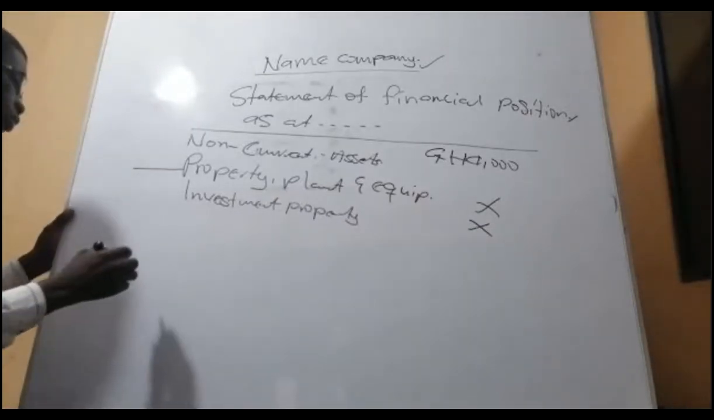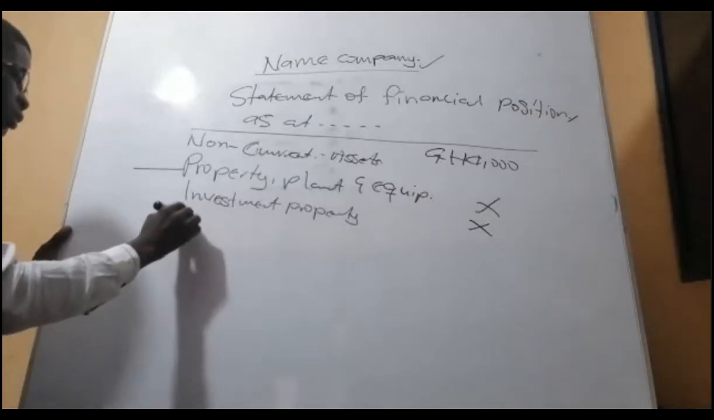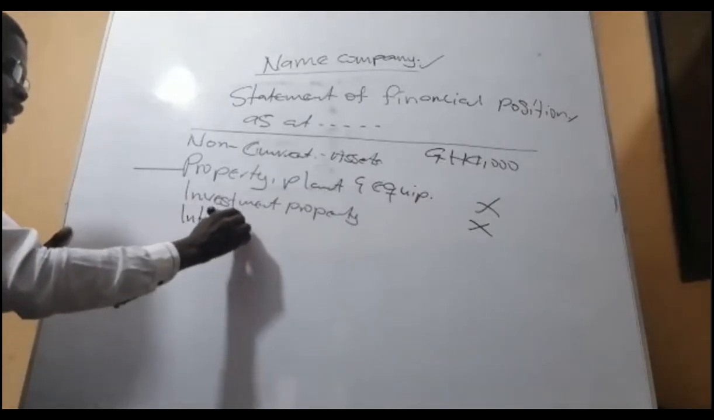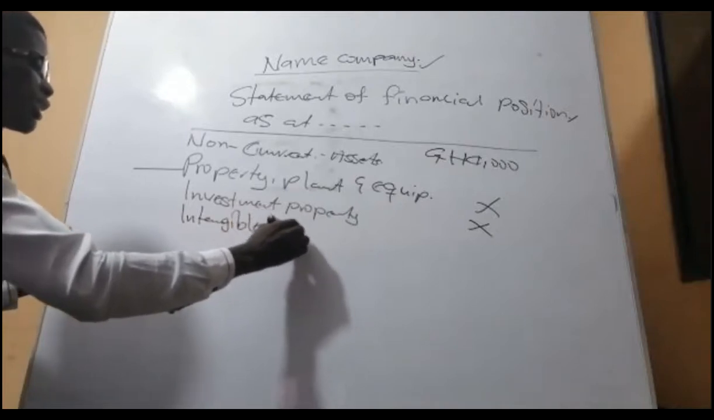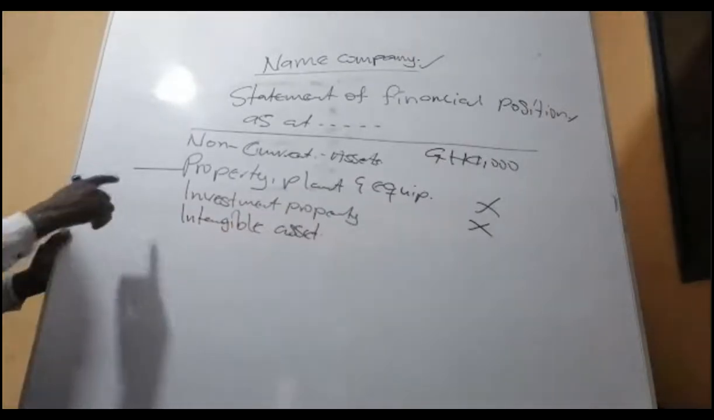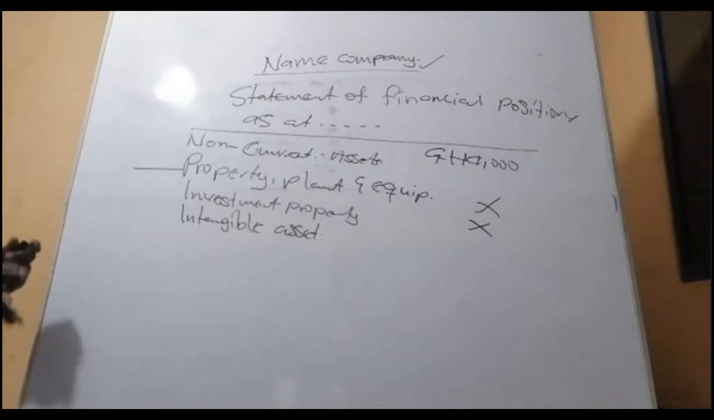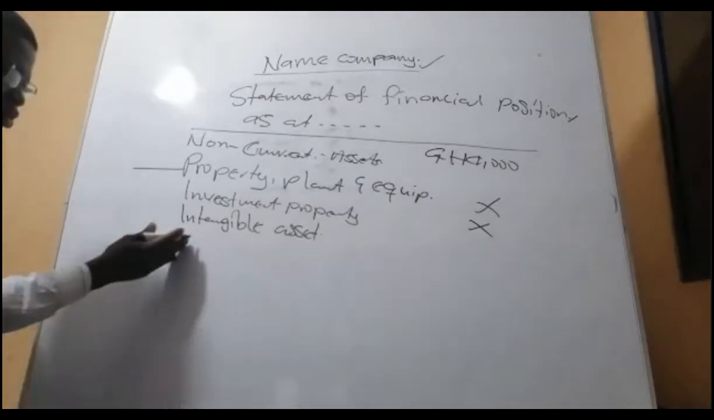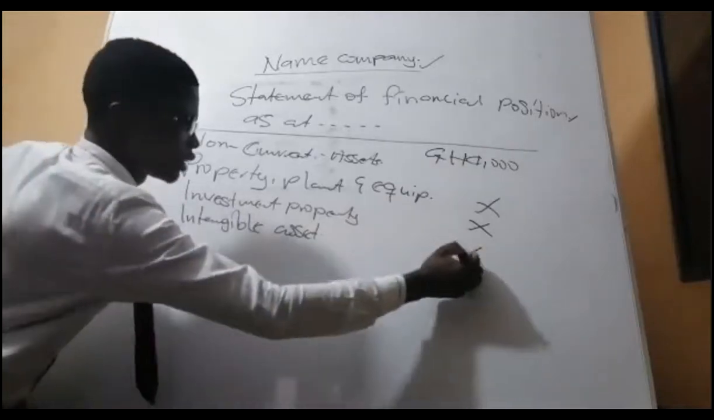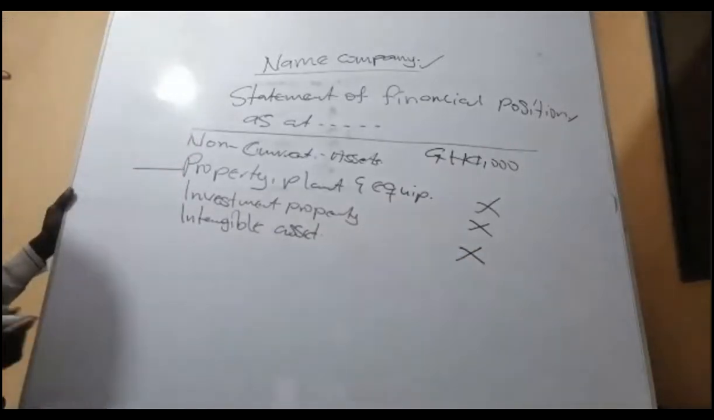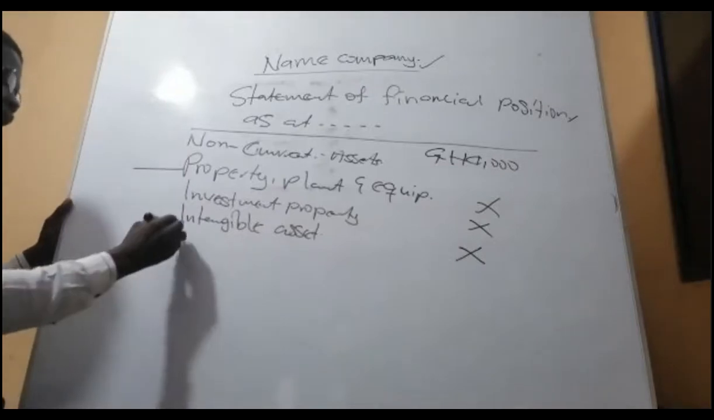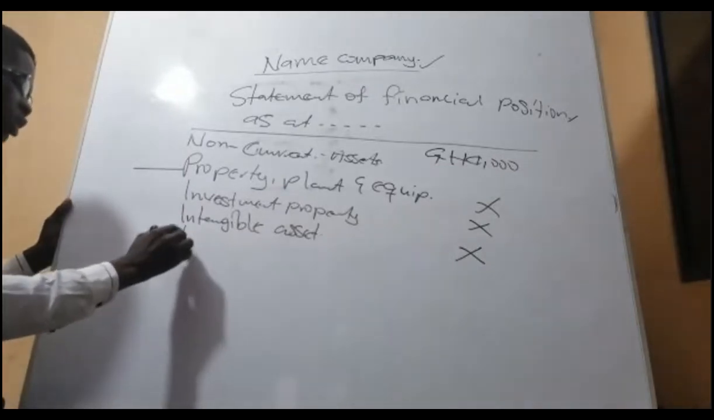Then intangible assets. We said that some of the non-current assets are tangible, some of them are intangible. They don't have a physical character, yet they only exist in the form of what we see on paper. Physically, they don't have presence. It includes goodwill, brand, patent, copyright, license, deferred development expenditure.